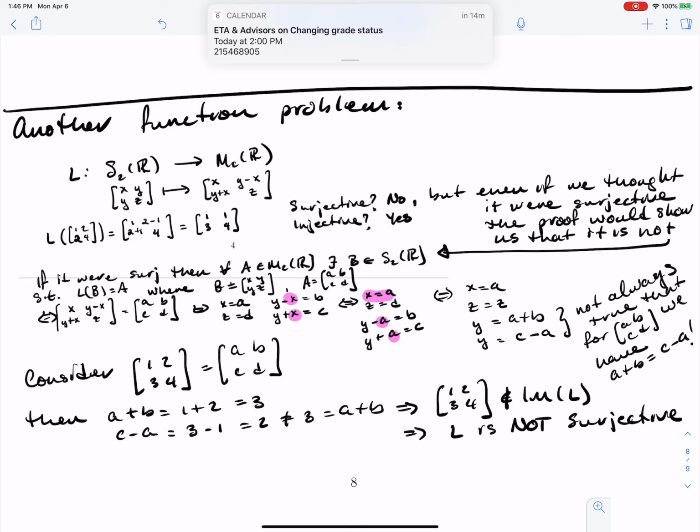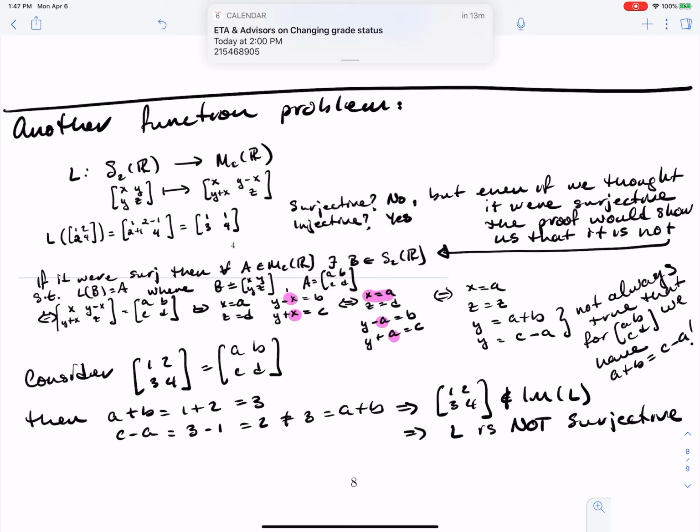what's Y? Well, let's look at this. This is a little bit special. So we've got X is A, Z is D, but I've got Y minus X is B, and Y plus X is C. So let's just solve for Y here in both cases. So we get Y minus A is B, and Y plus A is C.